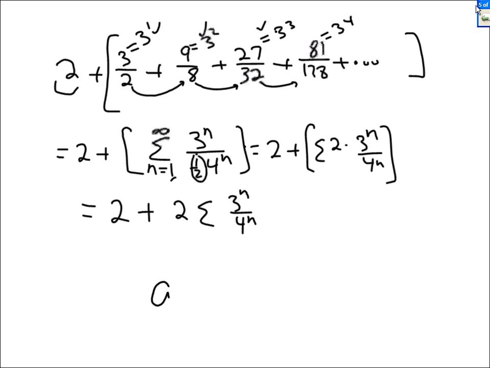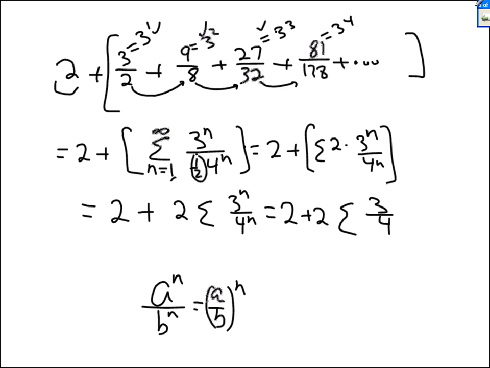But remember, a to the n divided by b to the n is just a over b to the n. That is, we have 2 plus 2 times the summation of 3/4 to the n, as n goes from 1 to infinity.